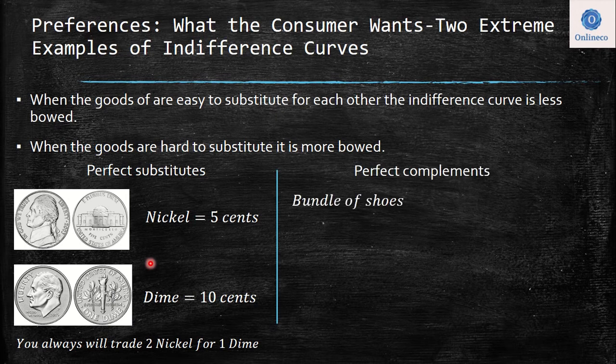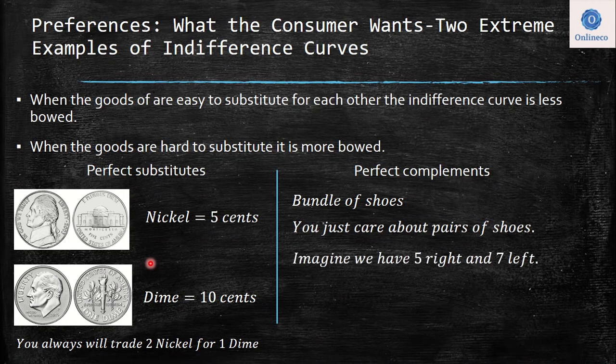What about perfect complements? Take a bundle of shoes. You just care about pairs of shoes. Imagine that you have 5 right and 7 left. It doesn't matter to you. You just want the pair. So the yield should be 5 pairs. It doesn't matter about the extra 2 left shoes.